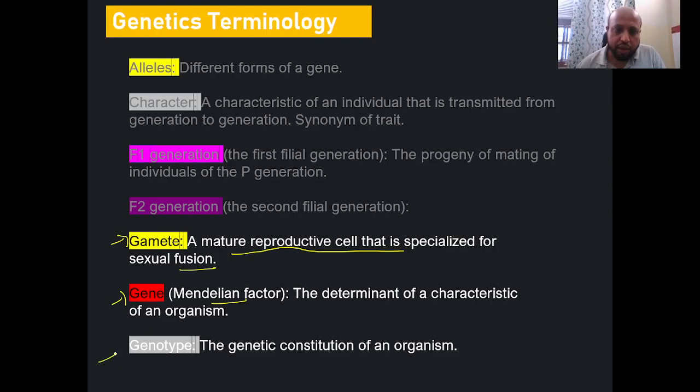And the genotype, as I mentioned, is the genetic constitution of an organism, and the phenotype is the physical appearance of the organism. We can say the phenotype of an individual is governed by the genotype plus the contribution from the environment. This is very important, because whatever we are, it is not only because of the genes but also due to the environment. If a gene does not express, then there will be a problem.